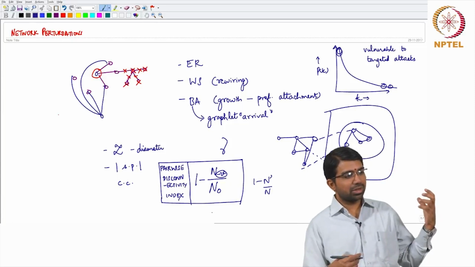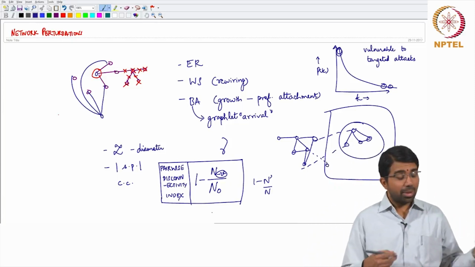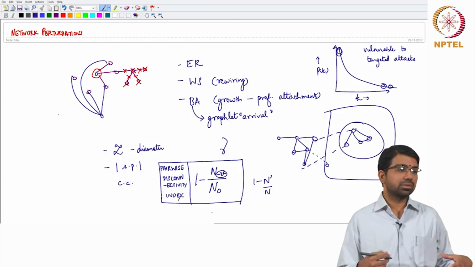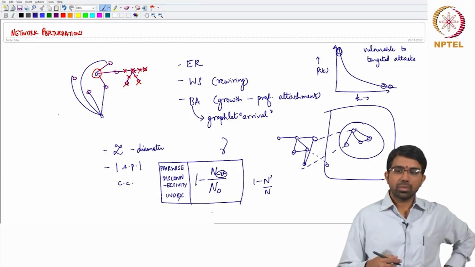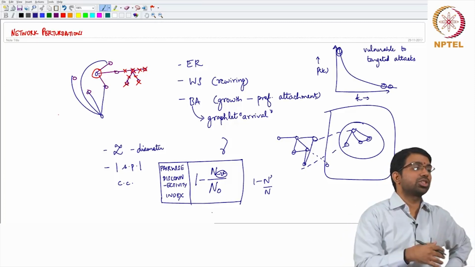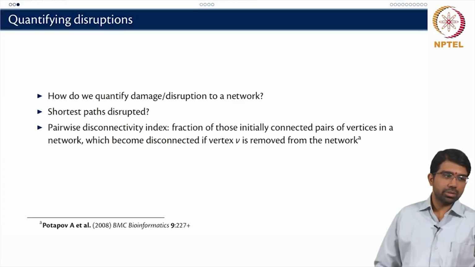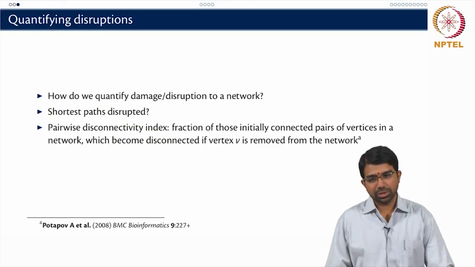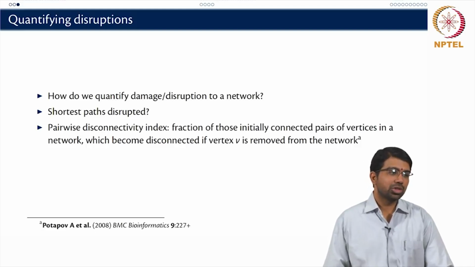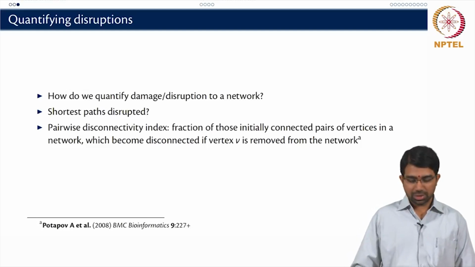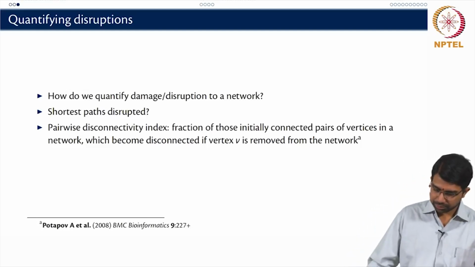So some pairs were initially connected, but now they have become disconnected, or some pairs had many more paths initially, and now they have much fewer paths. So you can measure it in two different ways. The classic way is to measure how many nodes get disconnected, but you can also count how many shortest paths get lost. Maybe you have alternate shortest paths which get lost and things like that.